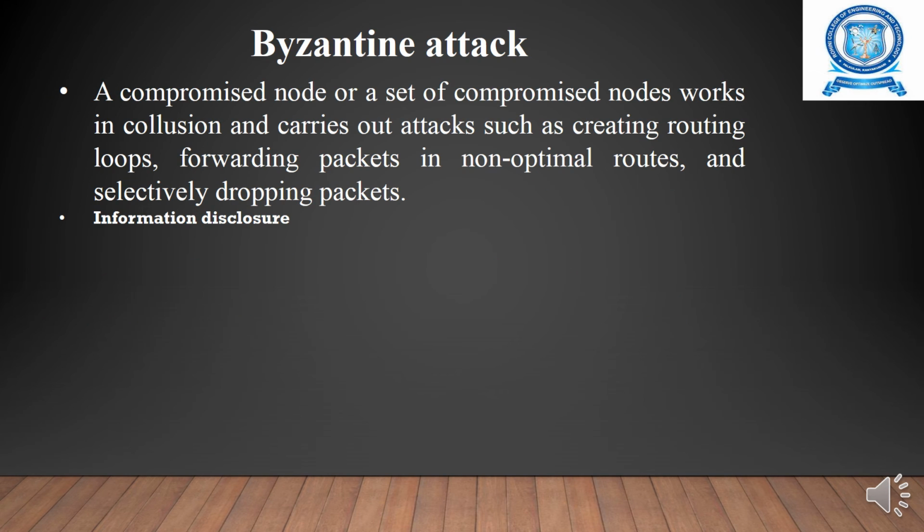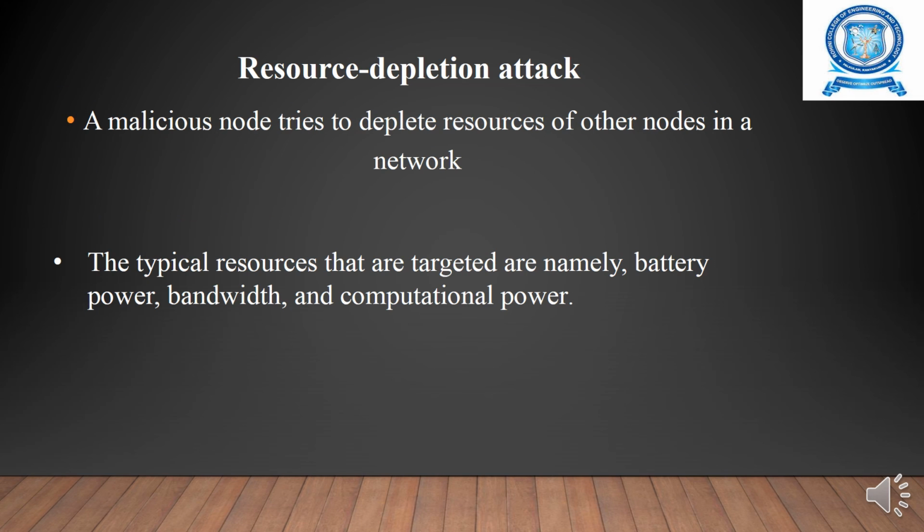So, Byzantine attack: a compromised node or a set of compromised nodes work in collusion and carry out attacks such as creating routing loops, forwarding packets on non-optimal routes, and selectively dropping the packets. So, you can have information disclosure also. Resource depletion attack: a malicious node tries to deplete resources of other nodes in the network. The nodes that are in need of that resource won't get it at all because of the intruder's action. What are the typical resources in a wireless sensor network? Battery power, bandwidth, and computational power.